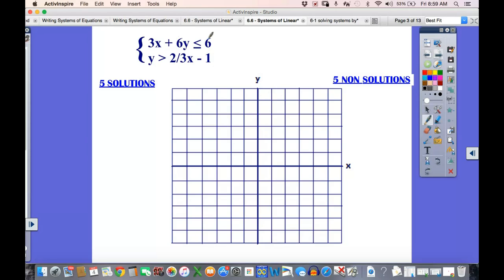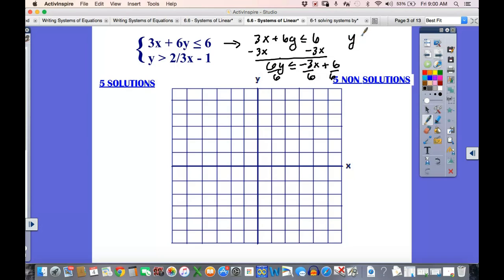So we have to get y alone. So for this one, we have to get y alone. So we have to do some work, people. 3x plus 6y is less than or equal to 6. If you want to know how to graph in standard form, you can come up and ask me. It will be a lot easier to graph in standard form, and that's what I would do. 6y is less than or equal to negative 3x plus 6. Divide everything by 6. We get y is less than or equal to negative 3 over 6, which is negative 1/2 x, and 6 divided by 6 is 1. So this is the first linear inequality.